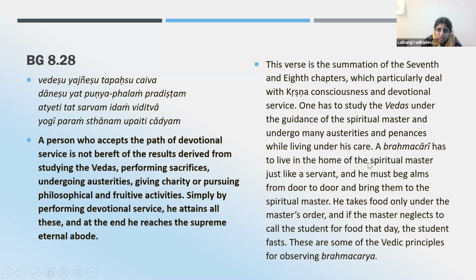A brahmachari has to live in the home of the spiritual master just like a servant, and he must beg alms from door to door and bring them to the spiritual master. He takes food only under the master's order, and if the master neglects to call the student for food that day, the student fasts. These are some of the Vedic principles for observing brahmacharya.